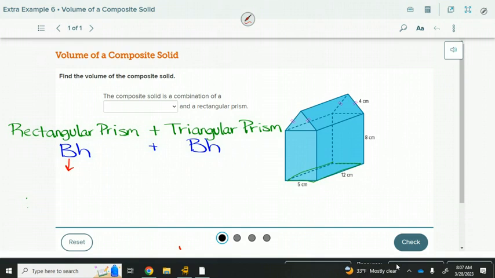Okay, for this big B, it's a rectangular prism, so the base is a rectangle. So here is that shape right there. That's the bottom of it. And if I want to do the area of that shape, it's going to be 5 times 12. So in place of big B, we're going to do 5 times 12.